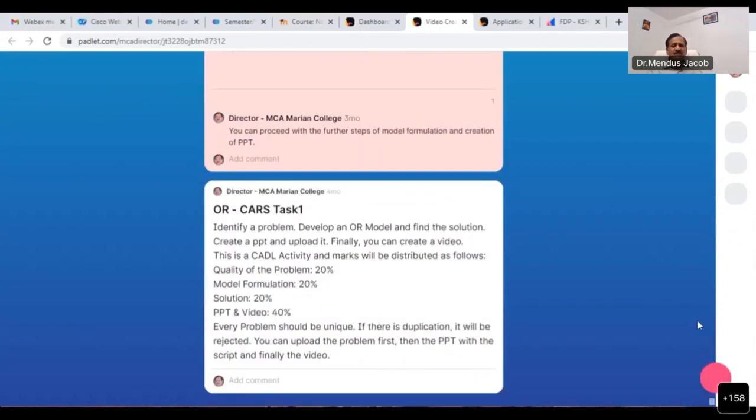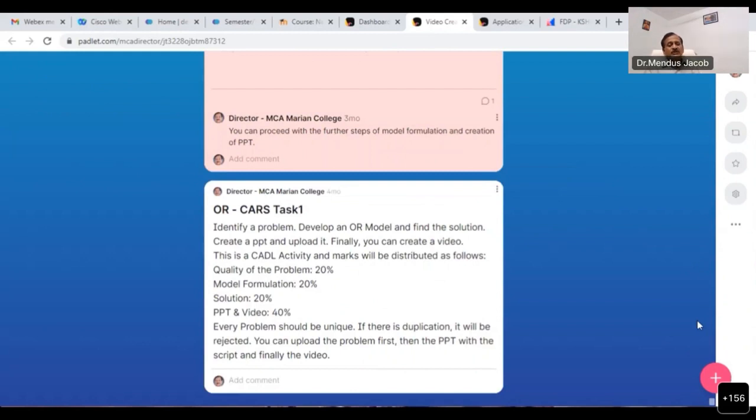So this is a task: identify a problem, develop an OR model, and find the solution. They have to find a real life problem. They have to create a PPT and upload it. Finally, they can create a video. So this is a CADL activity, a deep learning activity, and marks will be distributed, something like that.